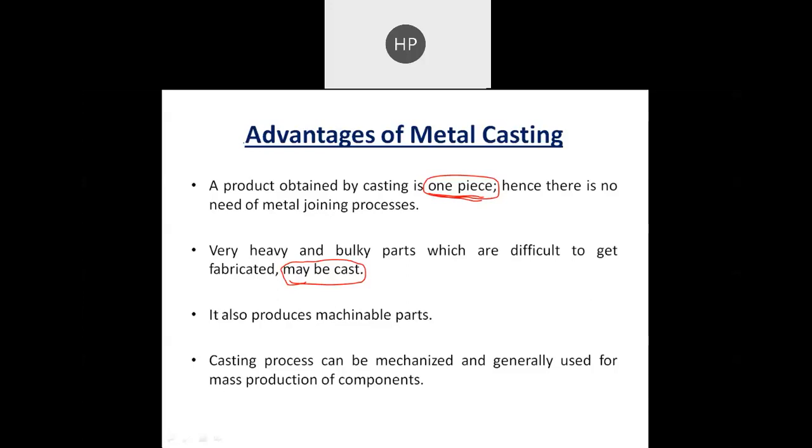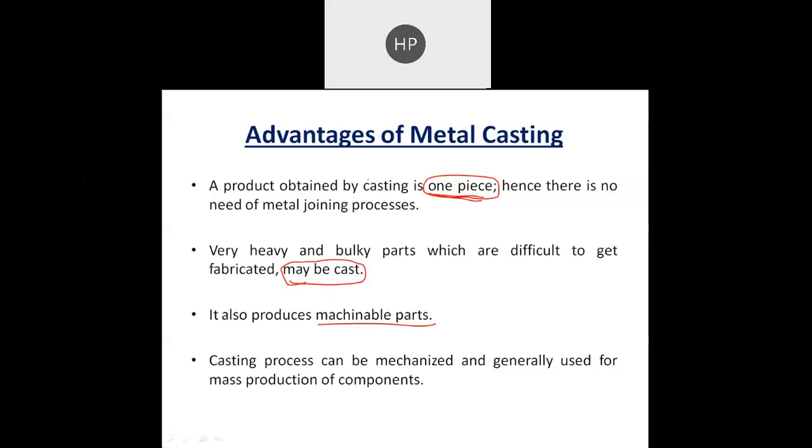It can also produce machinable parts. Some parts which are produced by machining operations can also be produced by casting, and those can still be machined. So sometimes, if you require a secondary operation, you can do it. That is the advantage.